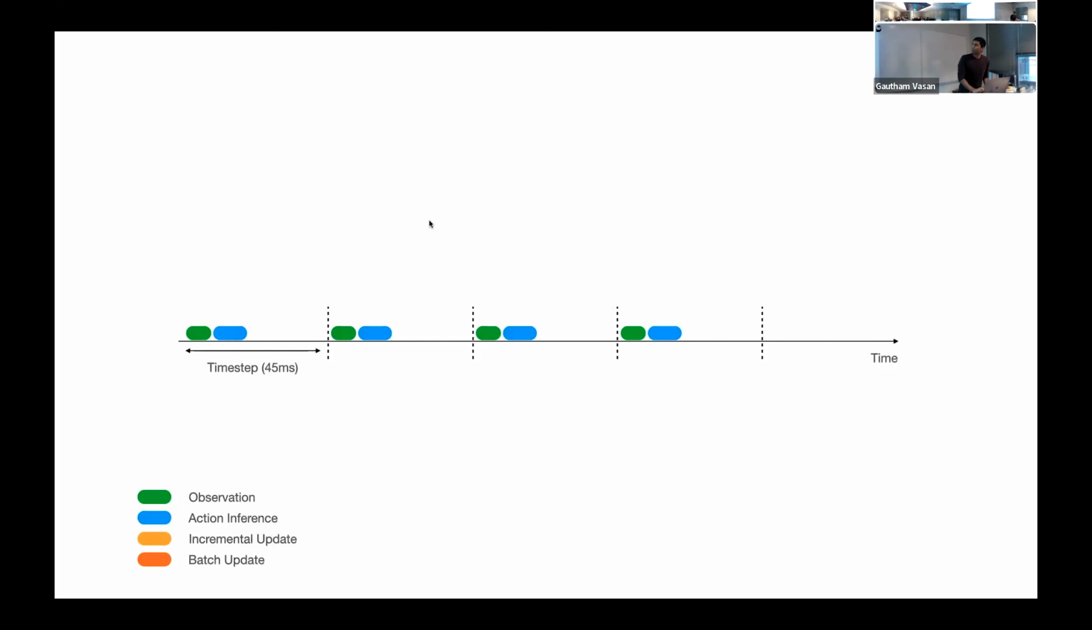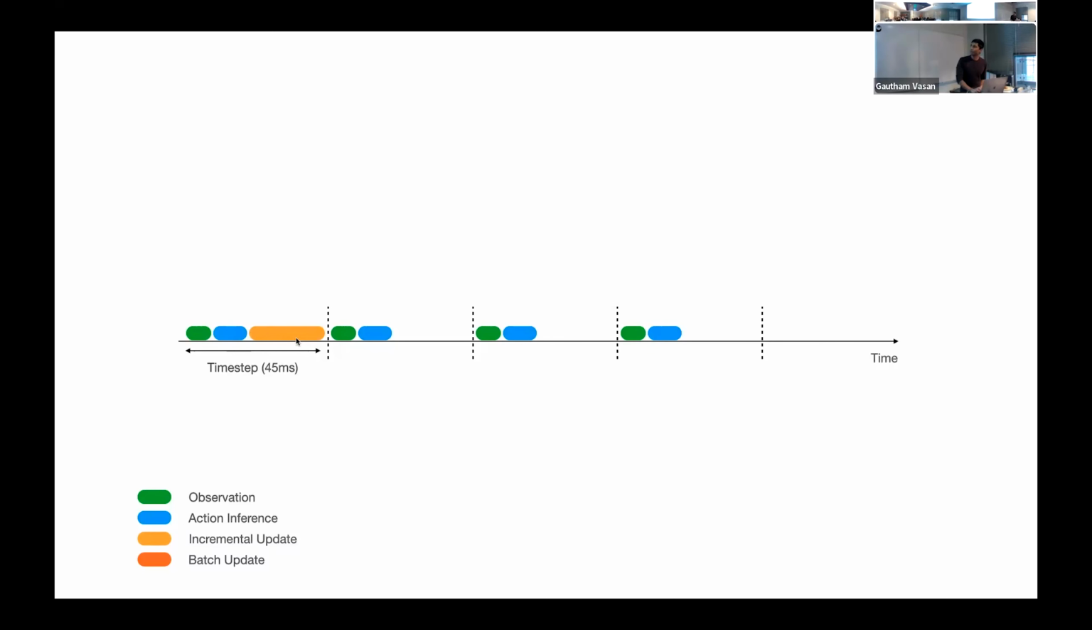So we have one more constraint here. You'll notice that in the time step, I have added 45 milliseconds here. So every 45 milliseconds, the Roomba receives an action. That's how you control the wheel velocities. So you need some time to compute the observation. You need some time to compute the action.